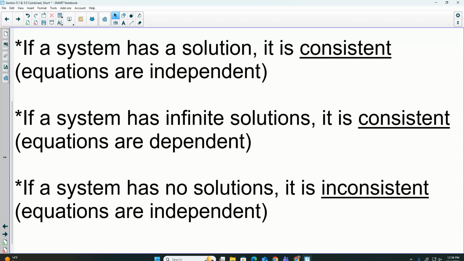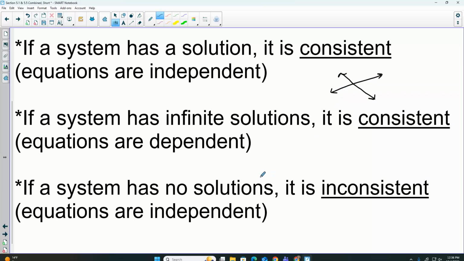So when we're solving these, there's three options. If we're talking about linear systems, so lines, you will get a single solution. So if you have two lines that meet, that's called consistent. You have independent equations, okay? Two lines can only meet in one point.